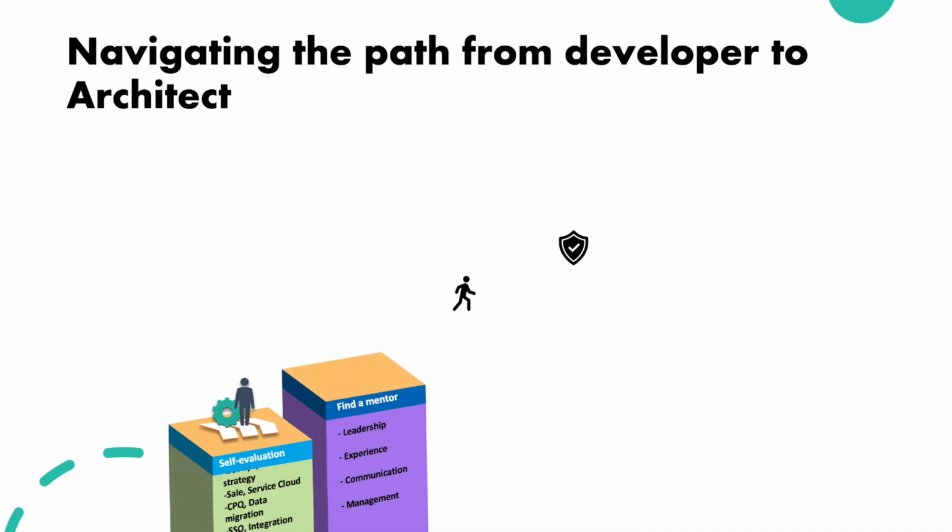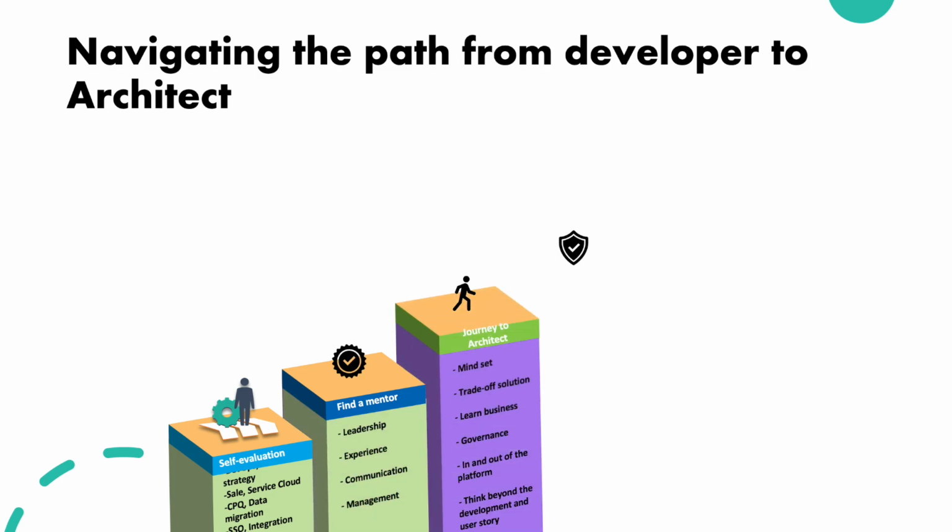Next, find a mentor. From a mentor, learn about leadership skills, the experience they gained as an architect, communication skills, and management skills. All of these are important, and you can easily learn them from a mentor. When you feel you are ready after your self-assessment and your mentor gives you feedback, it's time to start your journey to architect.